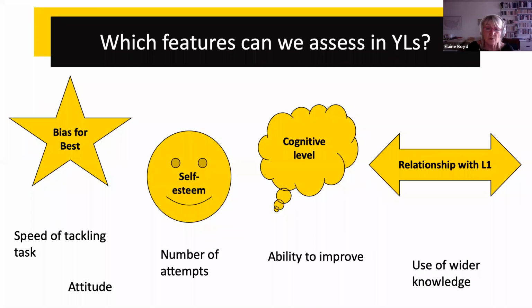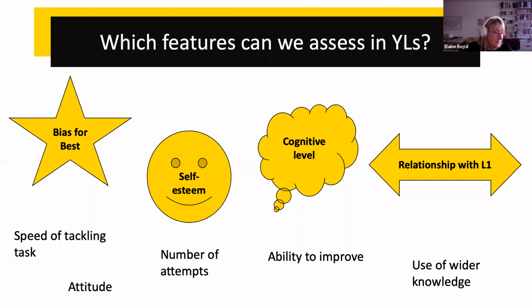You might want to reward them for their use of wider knowledge from the outside world. What did they bring to the piece of writing? What extra information did they add in, or did they just do it very mechanically? I'm not trying to suggest that you would only pick one of these, or that you would ditch the more traditional criteria. But what I'm saying is these are opportunities to think about how you can focus on bias for best and reward learners, even if they're struggling, especially in a mixed ability class.